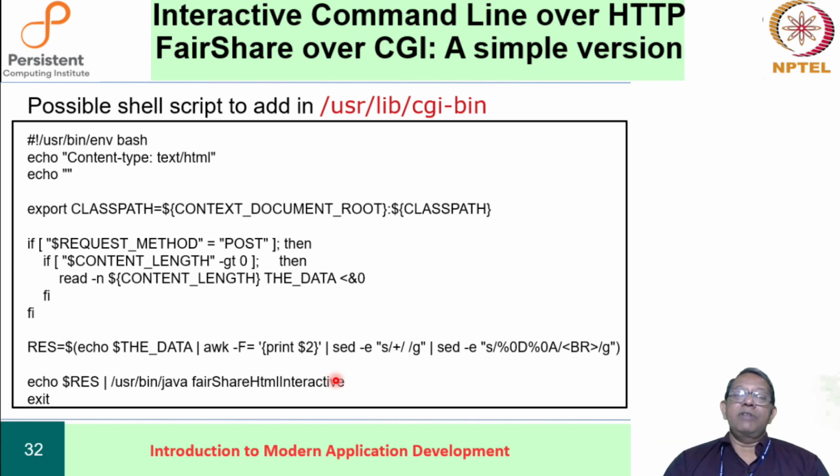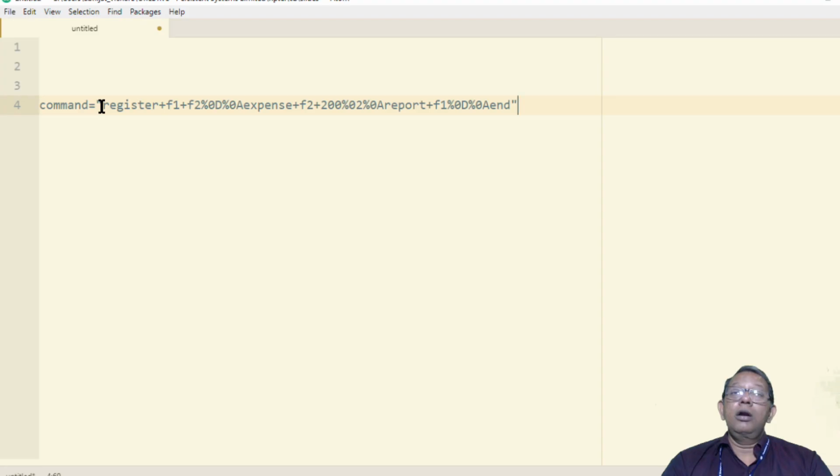So the sequence of events is something like this. Our roommates press submit and send the data. The HTTP system defines the post format. The format looks something like this. Our roommates had typed register space F1 space F2 new line expense space F2 200 new line and so on and so forth. What the browser does is every space is replaced by a plus character and every new line is replaced by %0d %0a, which incidentally are ASCII values for carriage return and new line.